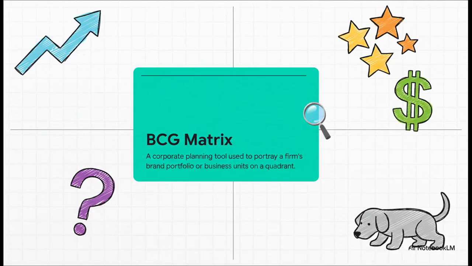So what is it exactly? Well, the BCG Matrix, or the Growth Share Matrix if you want to get technical, is basically a tool that lets companies map out all their different products or business units. The whole point is to get a clear picture so you can make smarter decisions about where to put your cash and your effort. It helps you figure out where to invest, where you might need to pull back, and, ultimately, how to make the most profit in the long run.